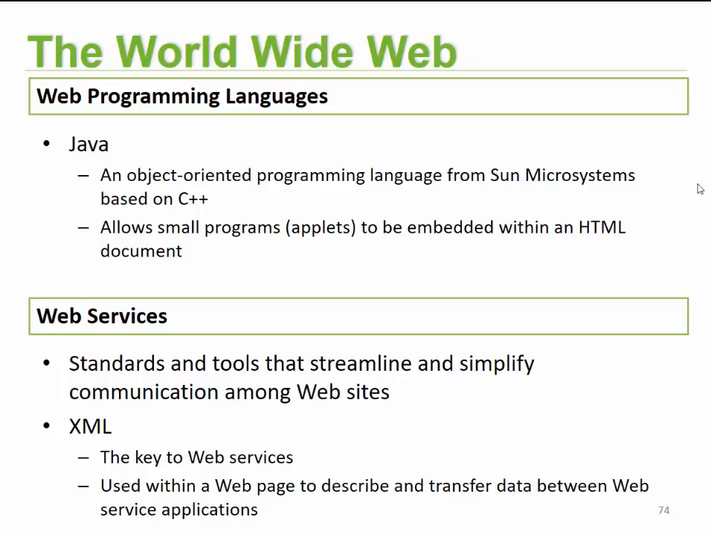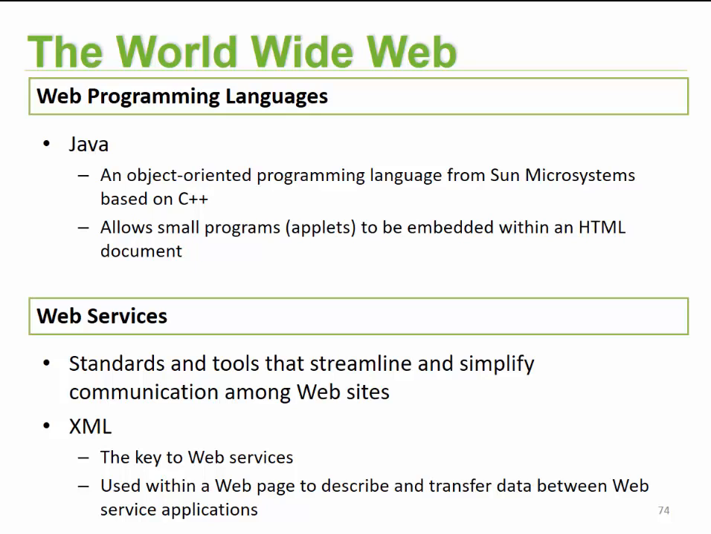Web services, we said, is where we want to enable communication between websites. For example, use the information from one website on another particular website. These are mainly facilitated through XML, so it's the key in order to have your web services function, and it's used within your web pages to describe and transfer the data between the various web service applications.